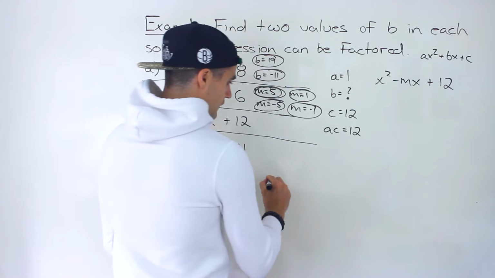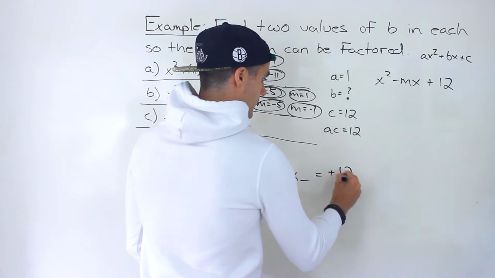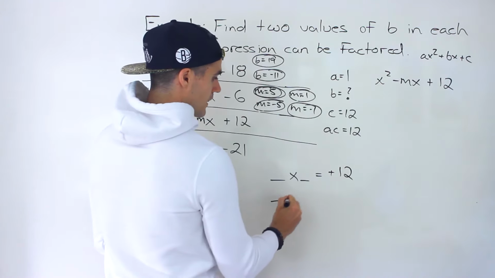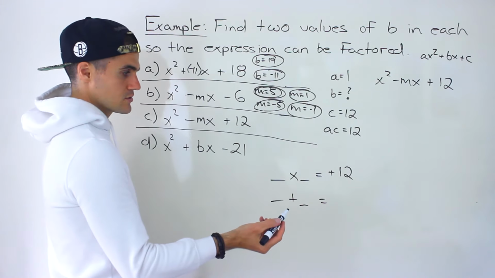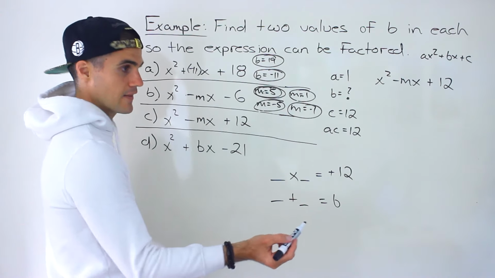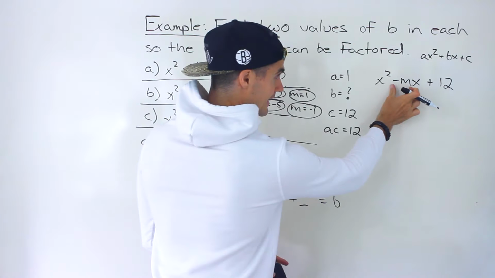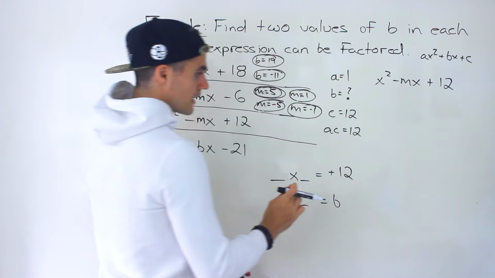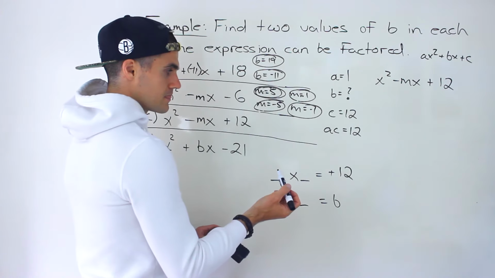And so then we've got to find two numbers that multiply to positive 12, and then we're solving for the b value. So what are those two numbers going to add up to? That's going to give us our b value over here. And then we could solve for our m value right here by letting that negative m equal whatever we get here. So what are some factors of positive 12?